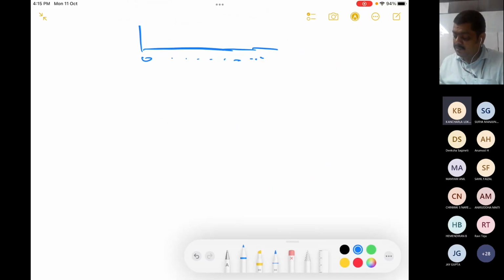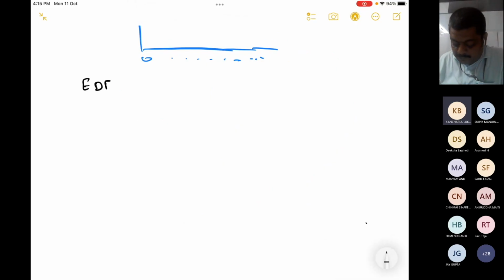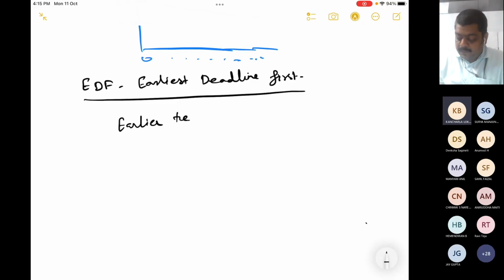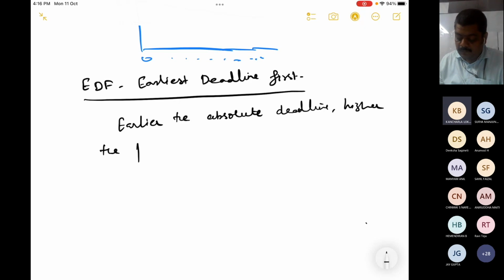Next, we have EDF scheduling, earliest deadline first. The EDF algorithm says, as the name says, the earlier the absolute deadline, the higher the priority. We again have two deadlines, absolute deadline and relative deadline, two values there. So capital Di is the absolute deadline.